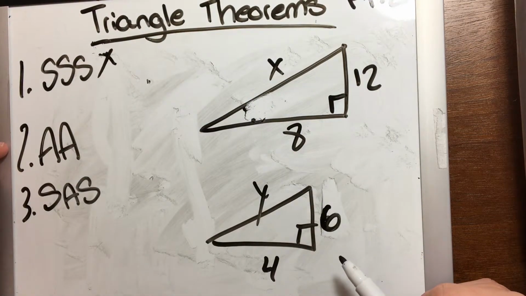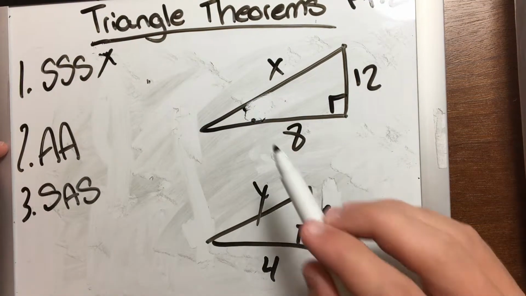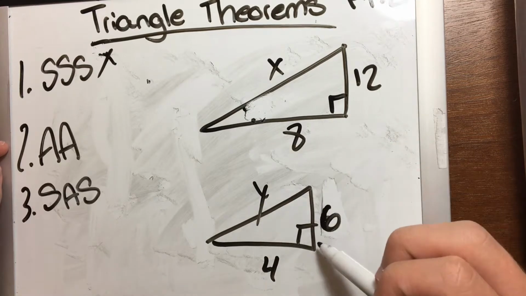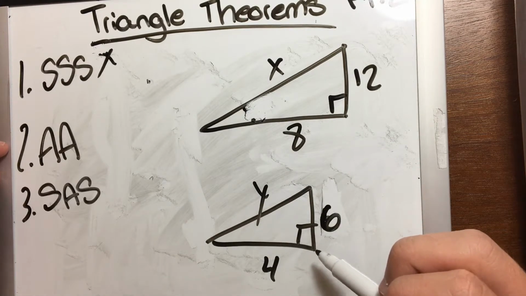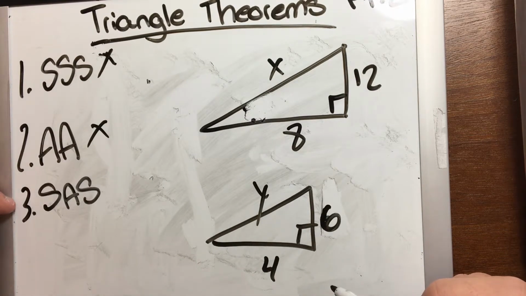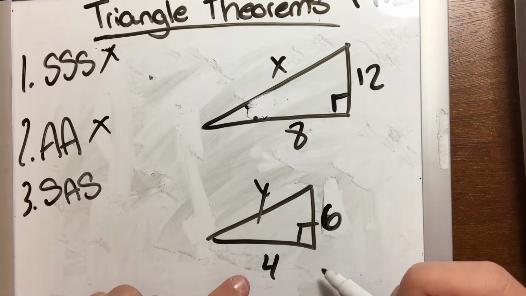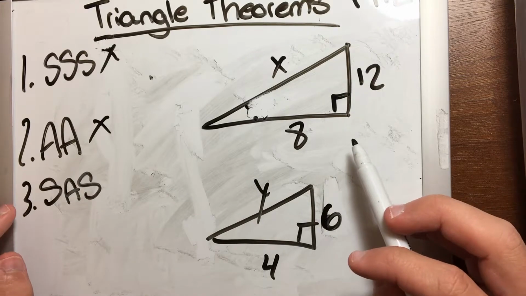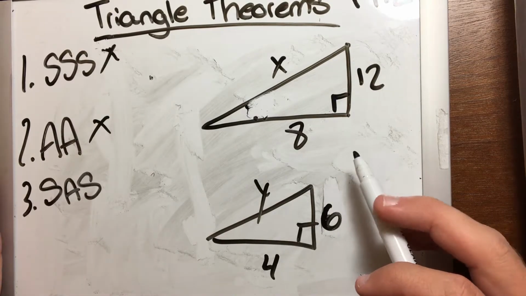Let's look at angles. Do they give us 2? No, I only count 1. So we can't prove angle, angle either. Let's look here. Side, angle, side. We have 4, we have 8, and we have 6, and we have 12. So we do have 2 sides. Let's see if they're proportional.